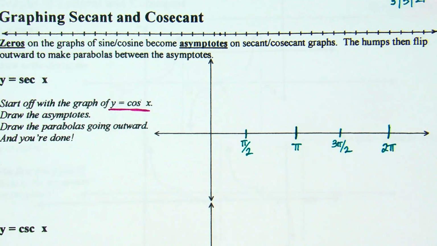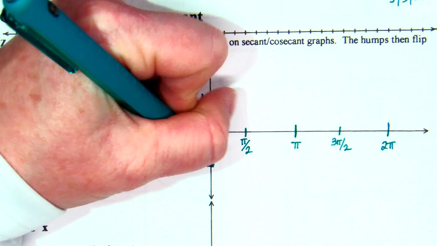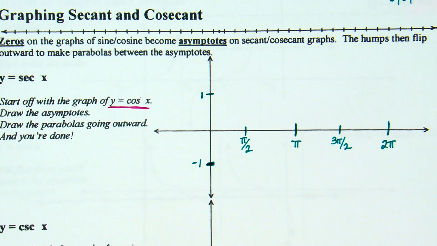1. Now, word of warning, don't use that full y-axis to go up and down 1, or you're going to run out of room for your parabolas. Okay? So I'm going to put my 1 about halfway up that y-axis. Same thing for my negative 1. I might have gone a little too low with my negative 1. Okay? Because you need room for your parabolas.